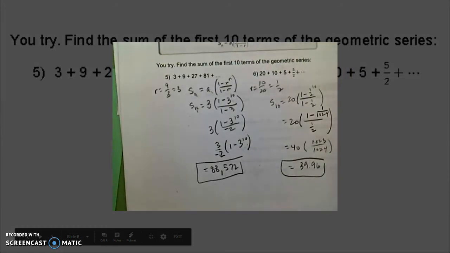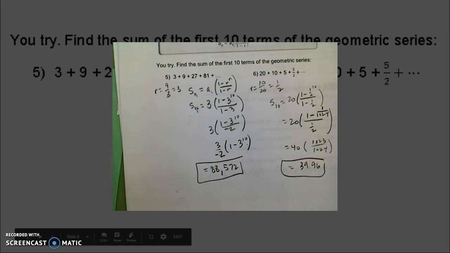All right, so no doubt the second one was a lot more challenging. 10 divided by 20 will give us our ratio. That's 1/2. So the sum of the first 10 numbers is 20 times, and then let's plug in our values. 1 minus 1/2 to the 10th over 1 minus 1/2. Well, 1/2 to the 10th is 1 over 2 to the 10th, that's 1 over 1024. So we're taking 1 minus a really tiny fraction in the numerator, and then the denominator is 1/2.